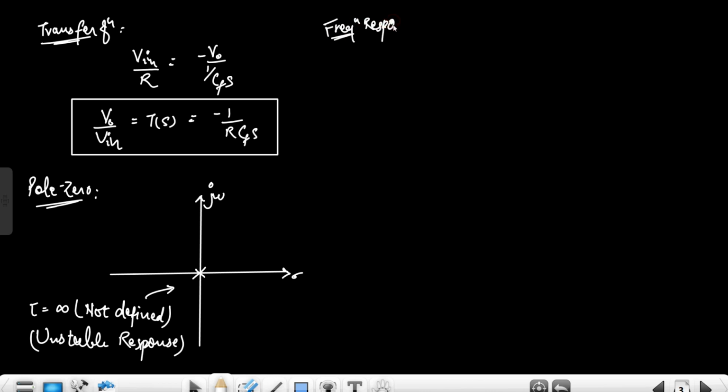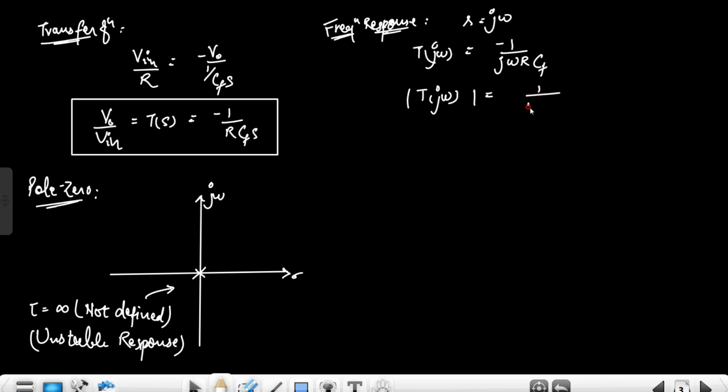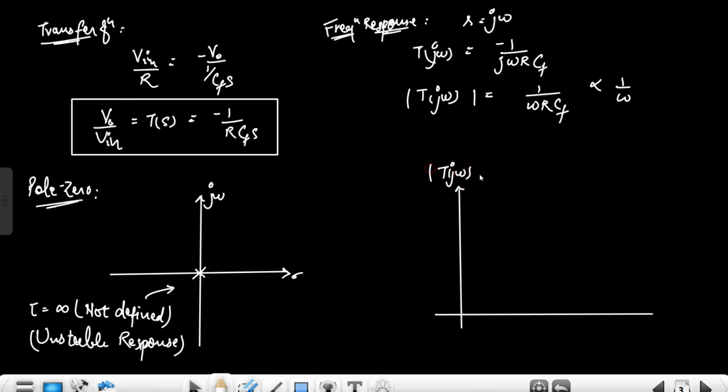Now the frequency response of this integrator. For the frequency response, we just put S equal to j omega in the transfer function. So T of j omega is equal to minus 1 upon j omega RC. Its magnitude will be 1 upon omega RC, right? Which, you can clearly see, is inversely proportional to omega. So if we draw its magnitude plot, it will be like this. At zero frequency the magnitude is infinite, and at infinite frequency the magnitude will be zero. So this will be the magnitude plot, which is of a rectangular hyperbola form, because this is of the form y equals m by x.